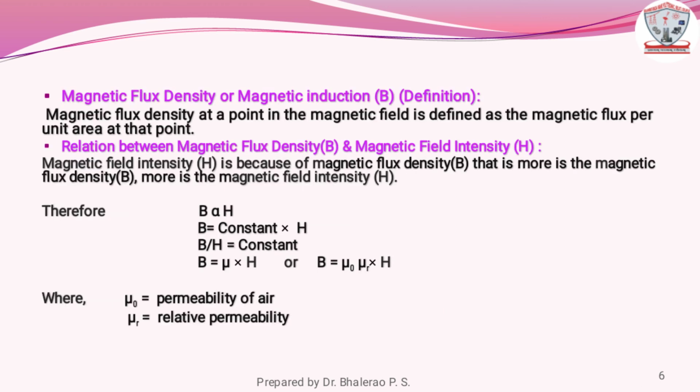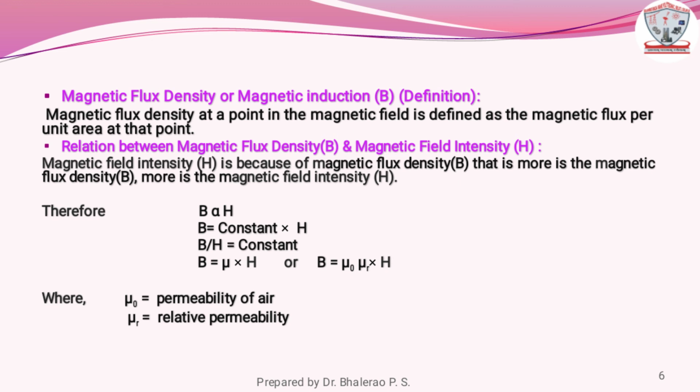And here the magnetic flux density or magnetic induction is represented by B. Definition: the magnetic flux density at a point in the magnetic field is defined as the magnetic flux per unit area at that point.